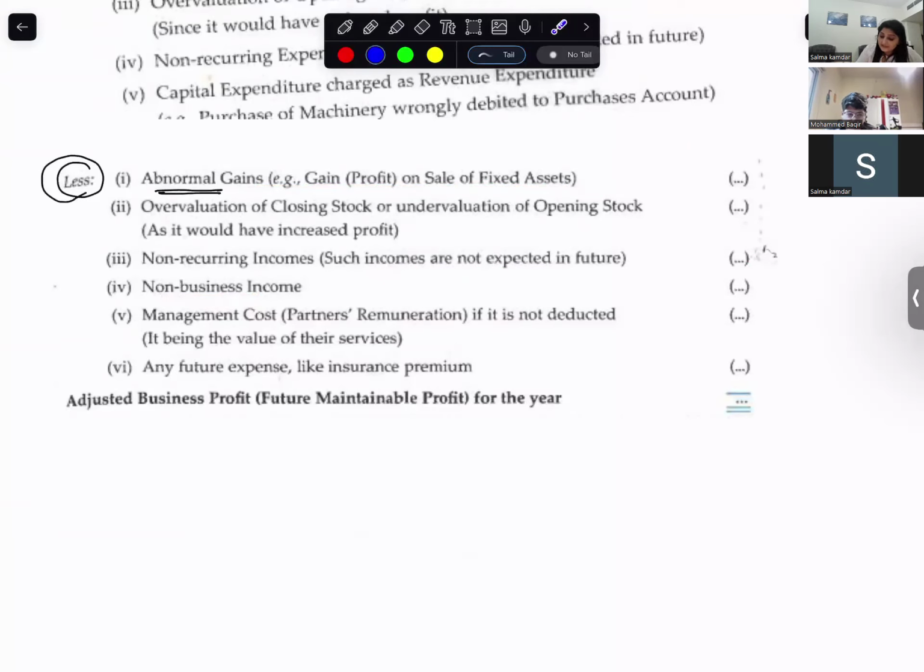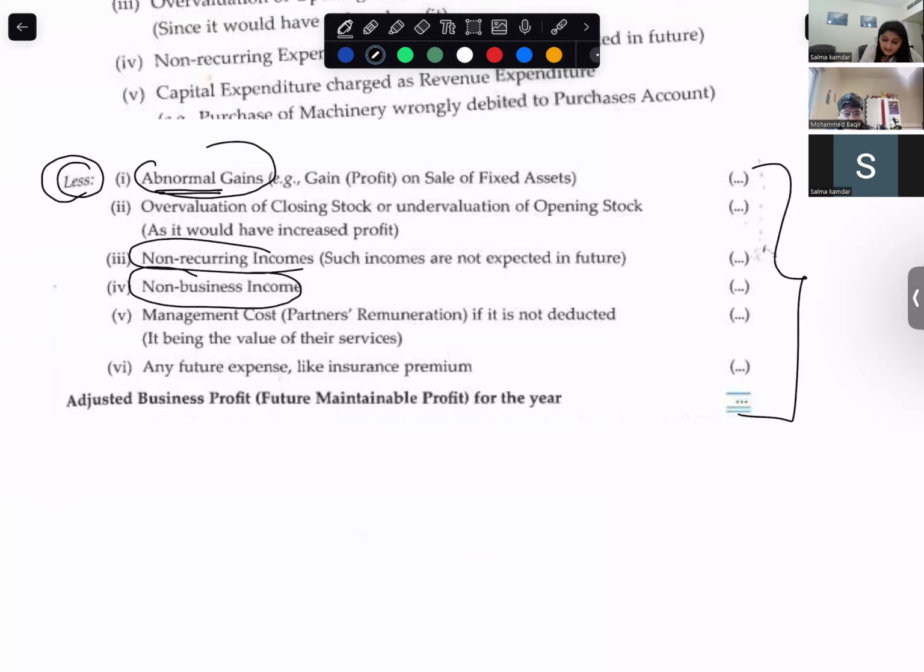So can you tell me the things that you will remove from profit to get normal profit? Abnormal gains and non-business income, non-recurring income, non-recurring profits, any future expenses, insurance premium that is related to the business, that also I will remove.